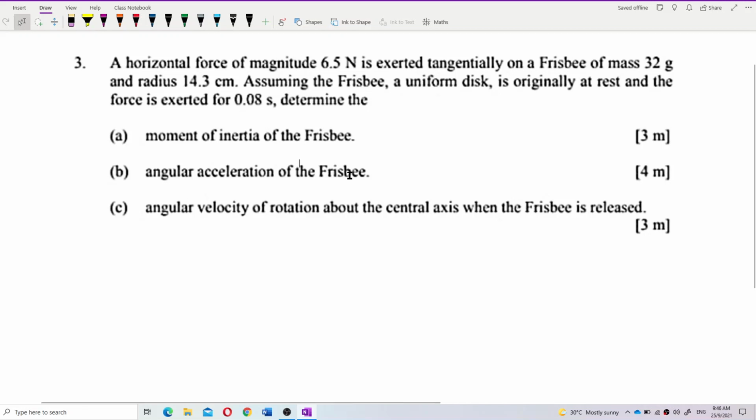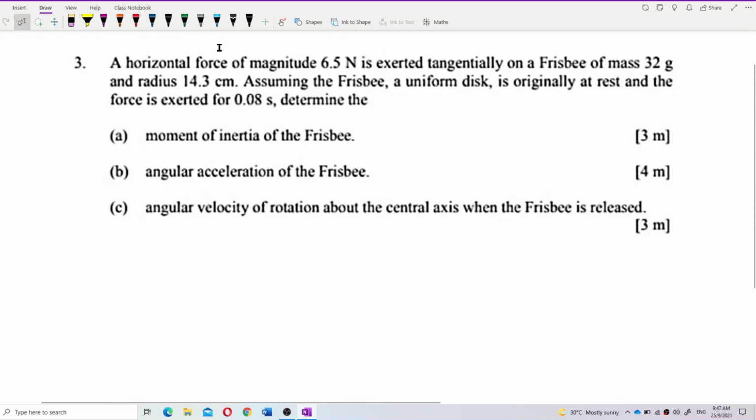Alright, let's look at this question. A horizontal force of magnitude 6.5 Newton is exerted tangentially on a frisbee of mass 32 gram and radius 14.3 cm. Assuming the frisbee, a uniform disc, is originally at rest and the force is exerted for 0.08 seconds, determine the moment of inertia of the frisbee, angular acceleration of the frisbee, and angular velocity of rotation about the central axis where the frisbee is released.